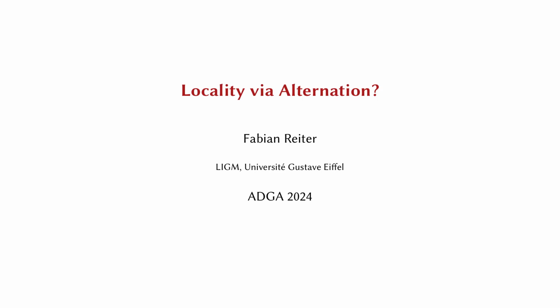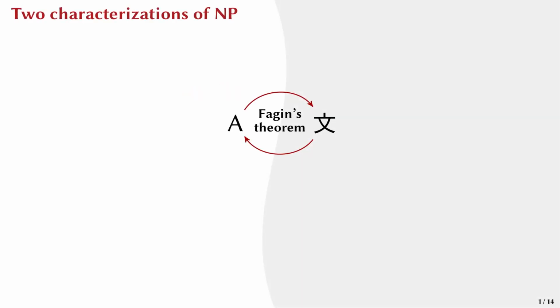I will explain, but in order to do that, we first need to take a little trip into classical complexity theory. Let me start with Fagin's theorem. This is a really nice result from classical complexity theory, but not too many people know about it. It basically says that there are two equivalent ways of defining the complexity class NP.